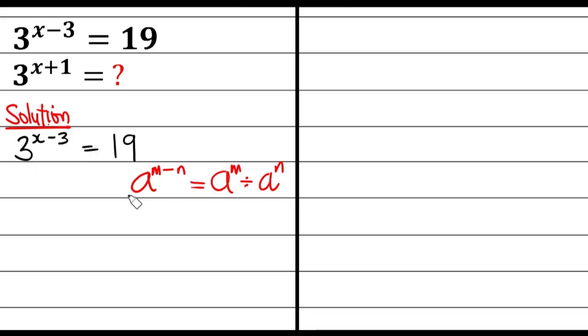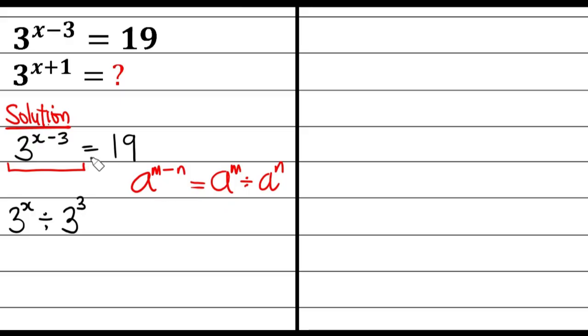What should be observed here is that the left hand side of this rule is just the same thing as the left hand side of my equation. They are of the same format. All I need is to write the right hand side of this rule. So I'm going to have 3 raised to the power of x divided by another 3 of the same base, raised to the power of 3.